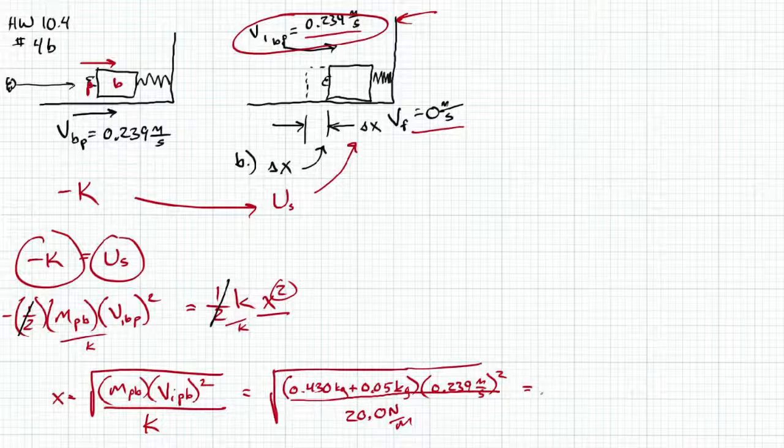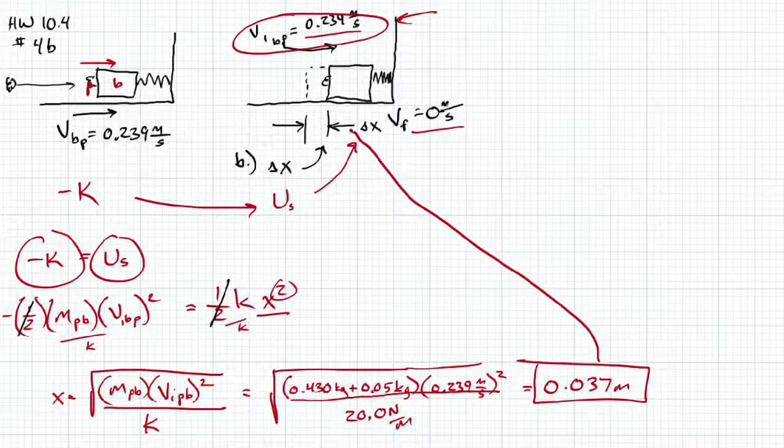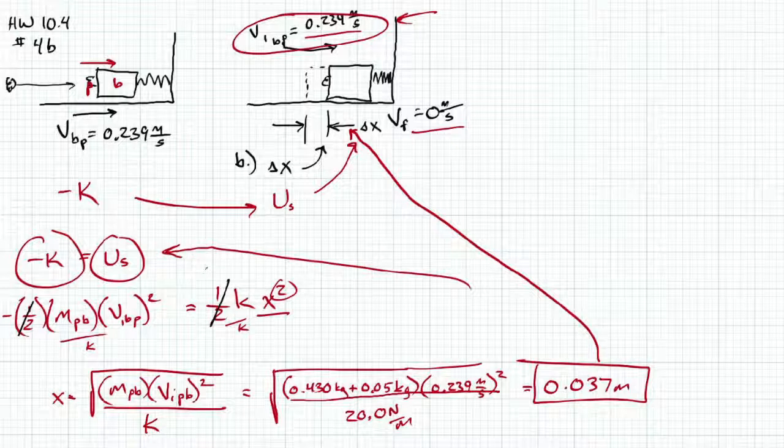Take all that, multiply it out, take the square root, and what do you get? Should be 0.037 meters. And that's it. That's our displacement. That's our change in position that the spring has undergone. So there you have it. That's 4B. Again, we've taken our knowledge of initial and final momentum and turned it into an energy equation, which is going to be very important, especially in this last part of the chapter. So 4B, there you have it. I'll see you on the next one.